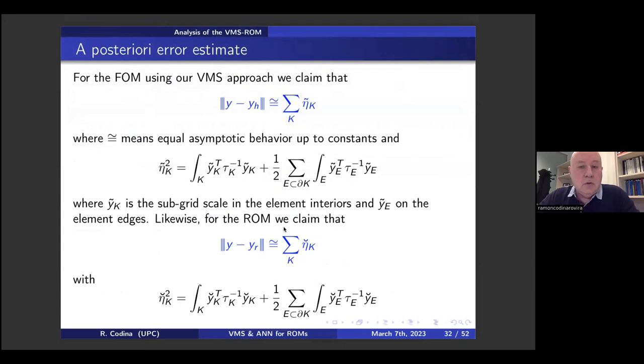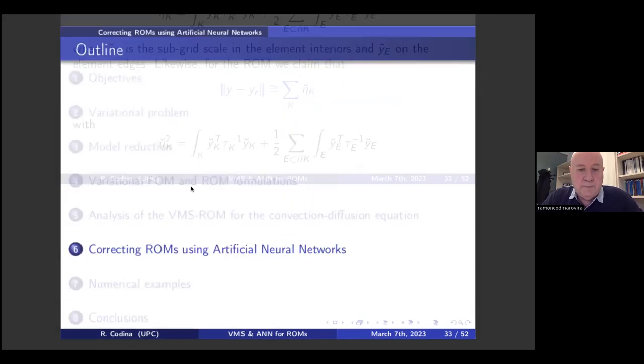Well, you can also use a similar argument to propose a posteriori error estimates, because our proposal in this field is to take the a posteriori error estimate as a certain norm of the subscales, and that can be done for the full order model and also for the reduced order model. We exploit that in a paper that we published a couple of years ago.